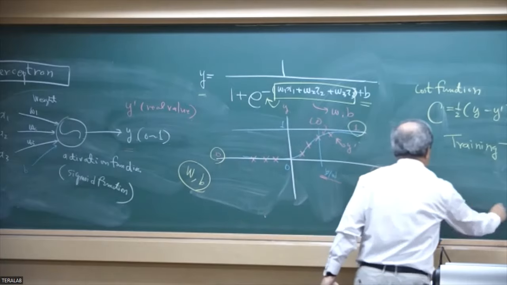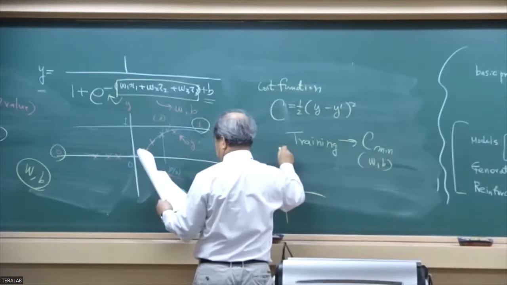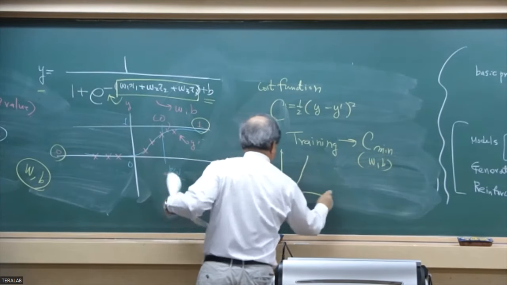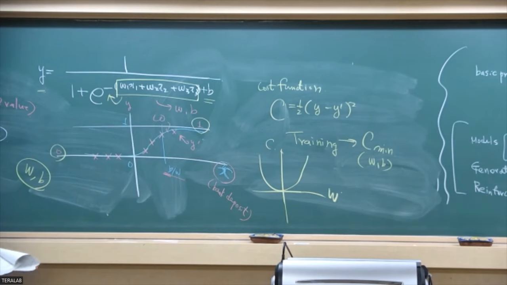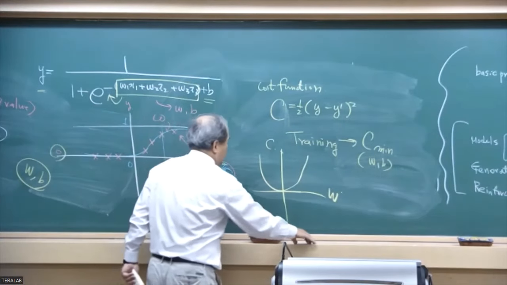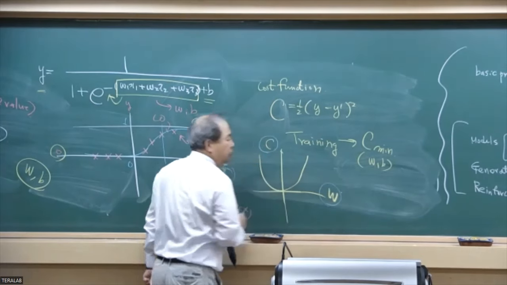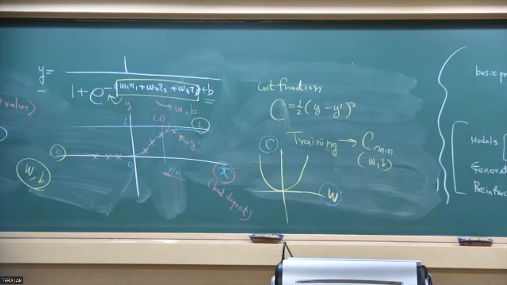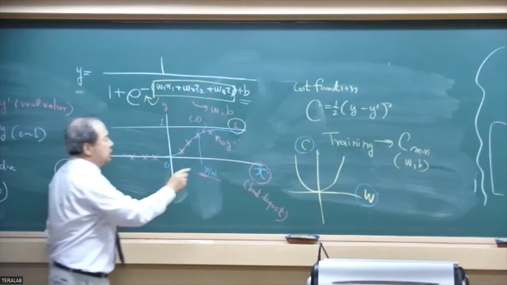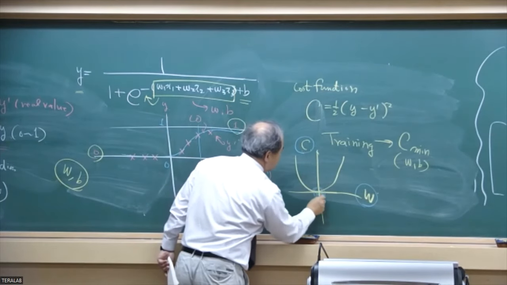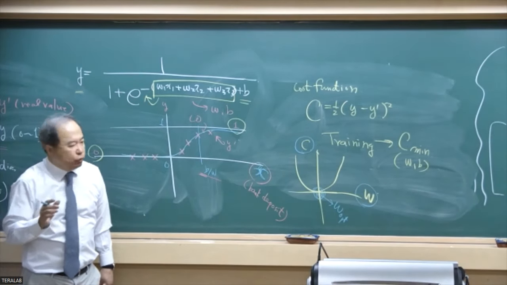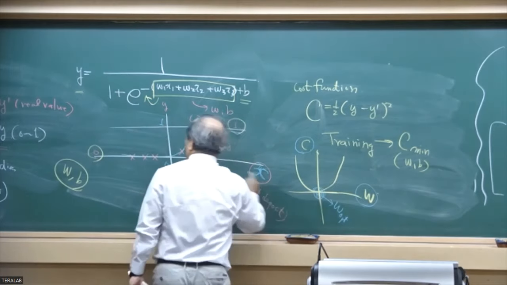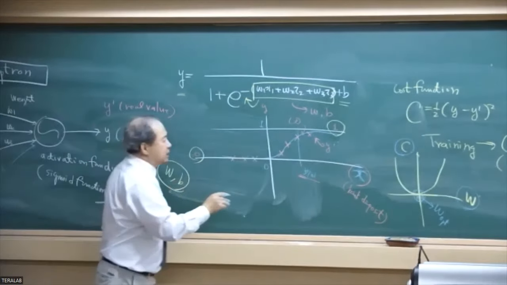Let's assume that, for simplicity, I'm considering a parabolic case where this is the shape of cost as a function of W. You have to determine this W to minimize this cost function. So this might be an optimal weight. So machine learning training means that you have to find the W vector to minimize the cost function.